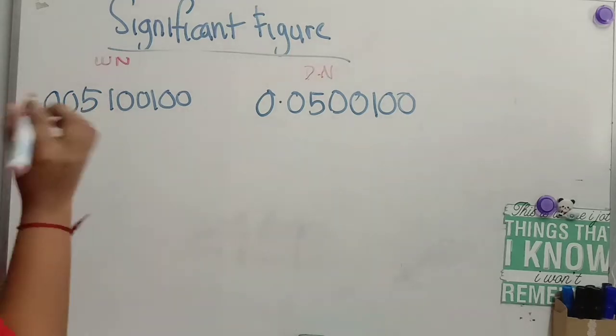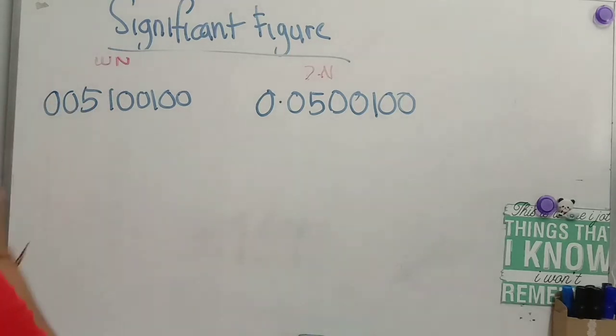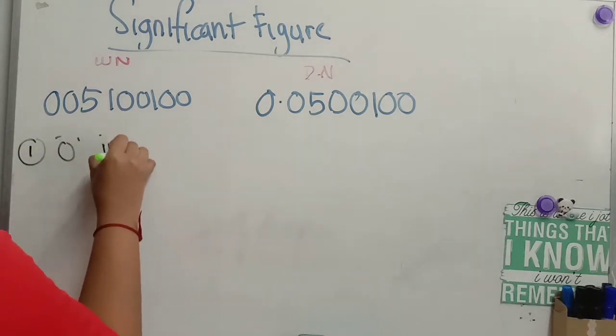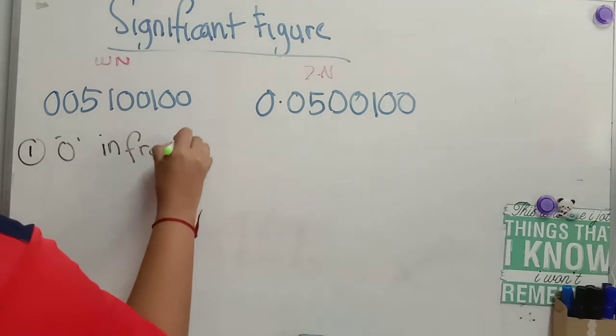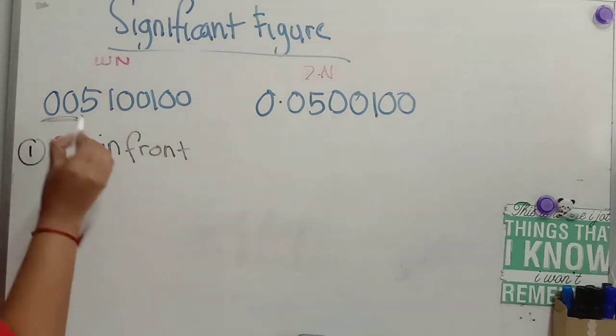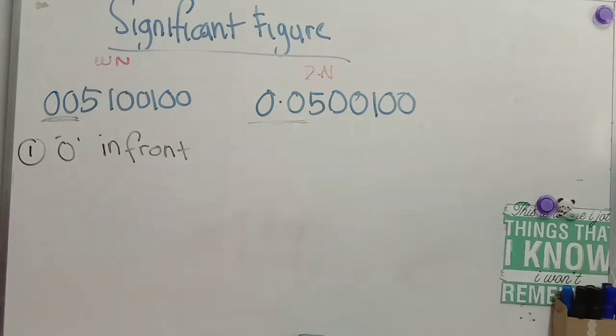So let's see the zeros in front. At the first point, I'm going to touch on the zero in front of the number. These are the zero in front of the whole number and the zero in front of the decimal number. Basically, they won't give any zeros in front of a whole number, because there is no value for that.